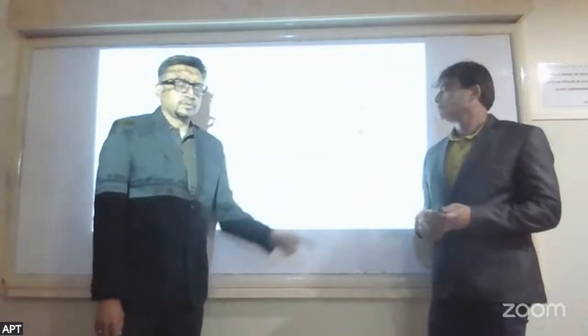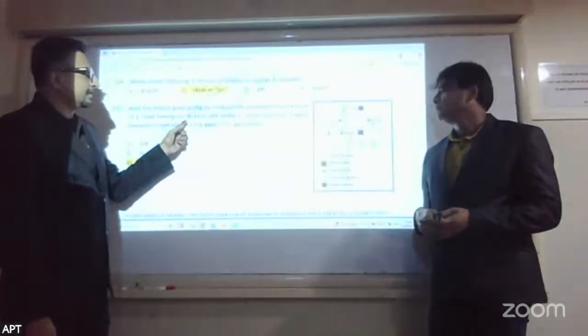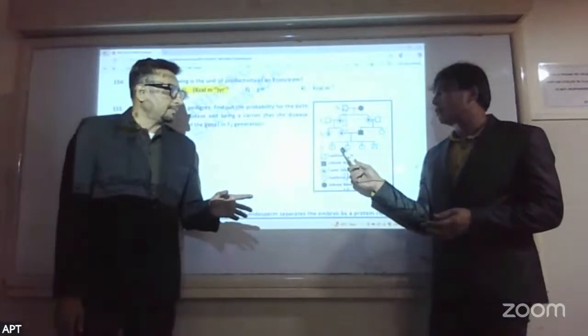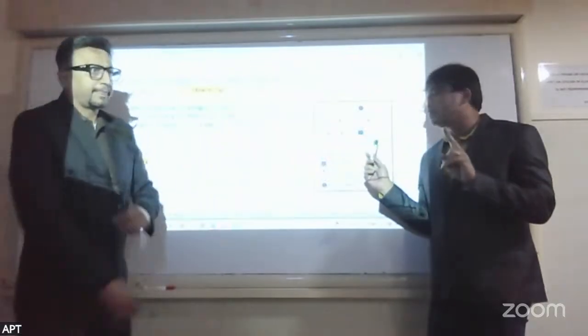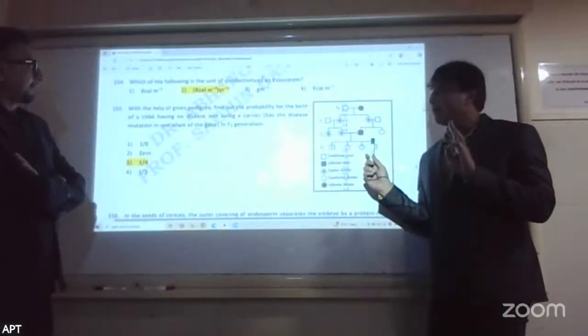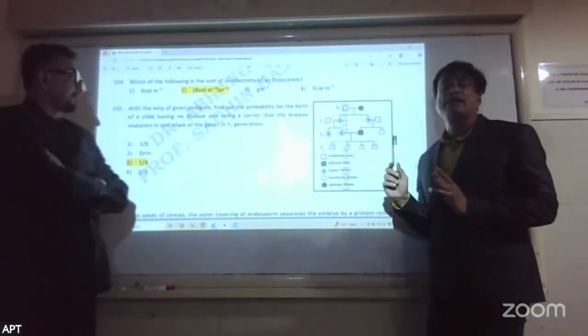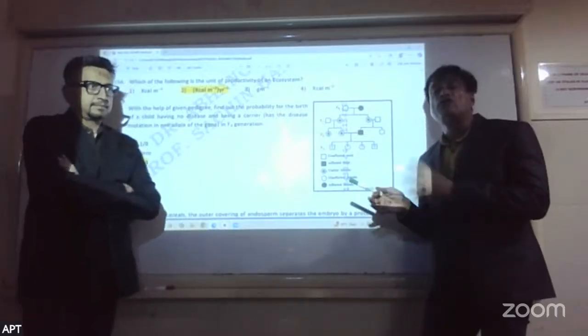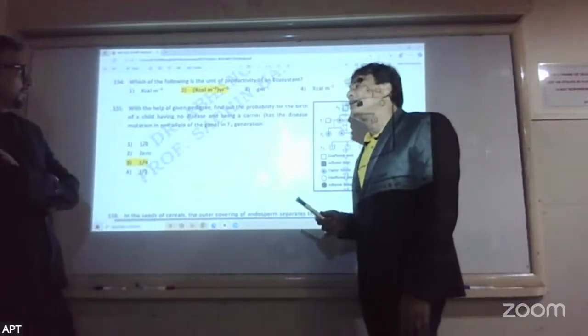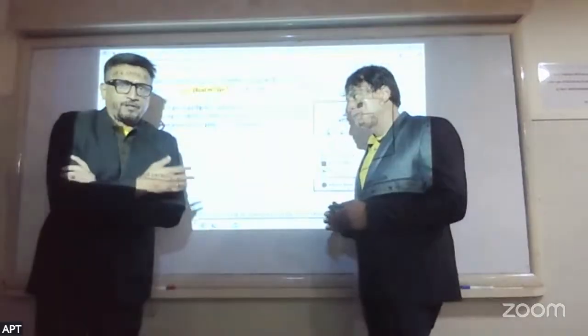They have never specified the gender. If you really perform this cross, you will find there is one female who's affected, one male who's affected, one normal, and one carrier female. So carrier is always a female, and out of 4, one combination is of a carrier female. We are going for 1 out of 4.